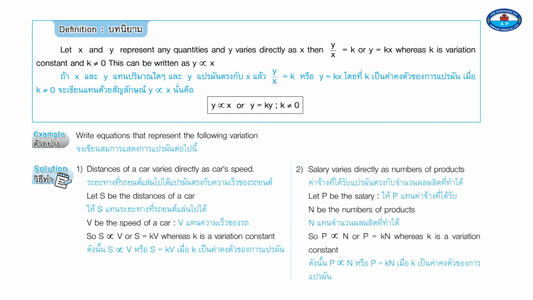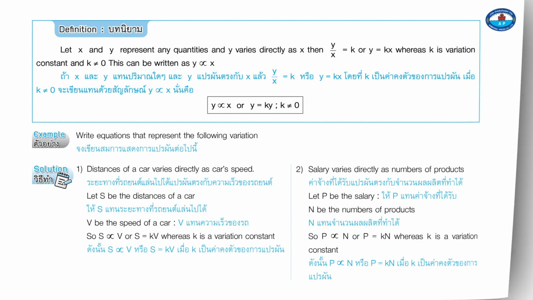2. Salary varies directly as the number of products. Let P be the salary and n be the number of products. So P varies n, or P equals kn, where k is the variation constant.